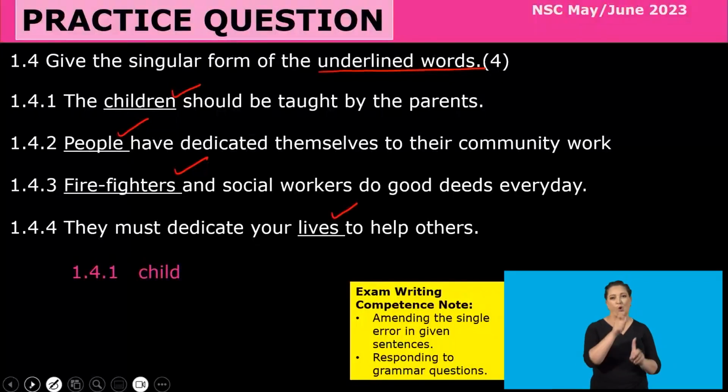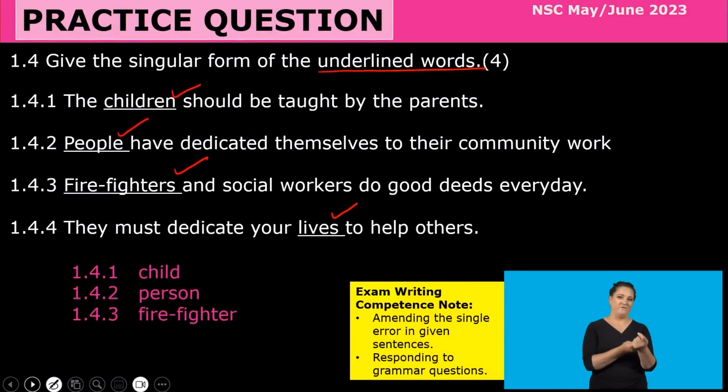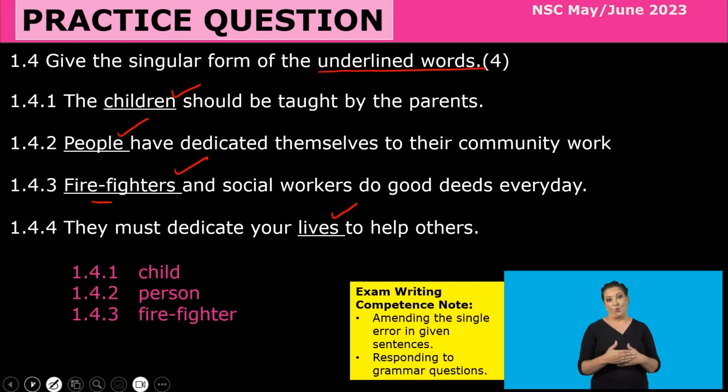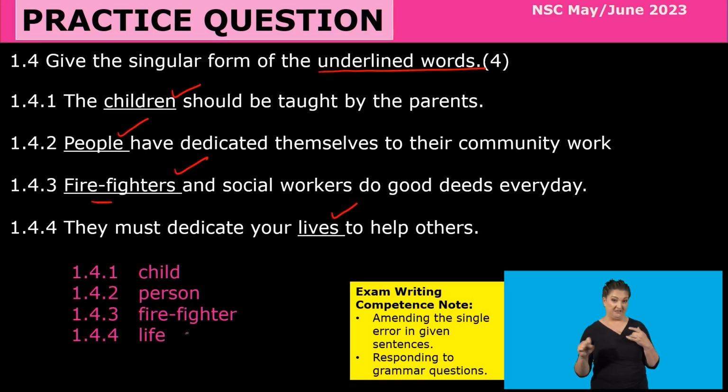People, this is also an unusual one, becomes person. Firefighters, okay, becomes firefighter. So don't be put off by the hyphen there, all right? Just note that because you have one firefighter, you'll have more than one firefighters, okay? And in lives, remember your rule here, the F is being replaced by the letter V, and then we add ES. So their lives will become life, okay? So we've applied our rules for making it singular and plural.